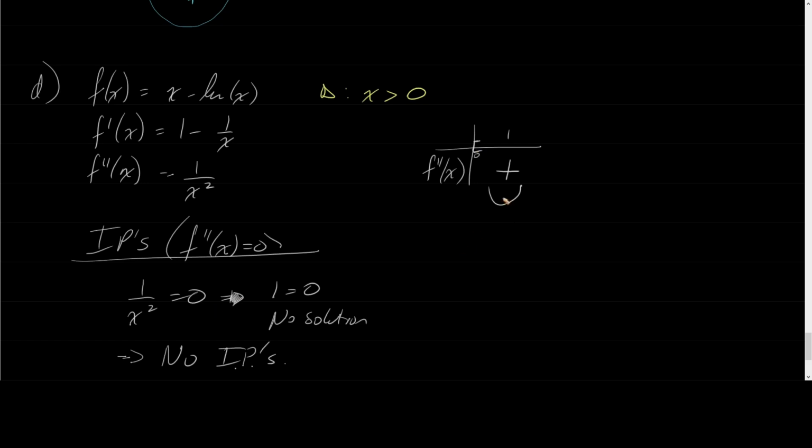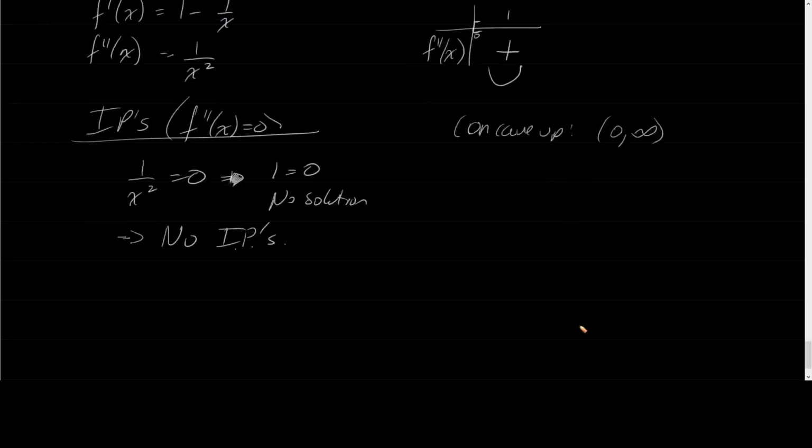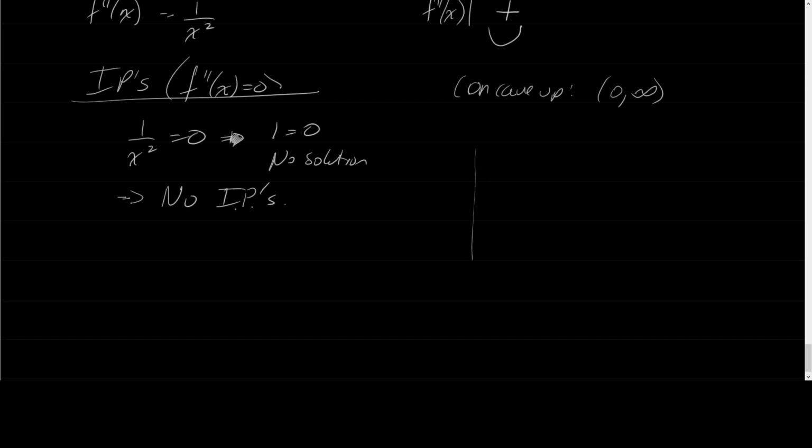So there's no inflection points, but we have that it's concave up on its entire domain. So from 0 to infinity. Now let's get a graph of this one so we have an idea of why this would make sense.